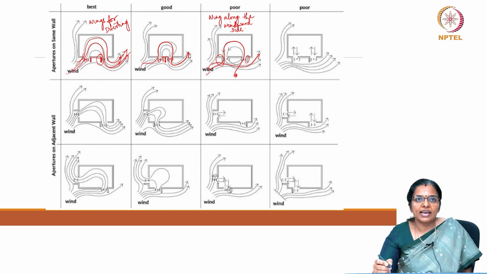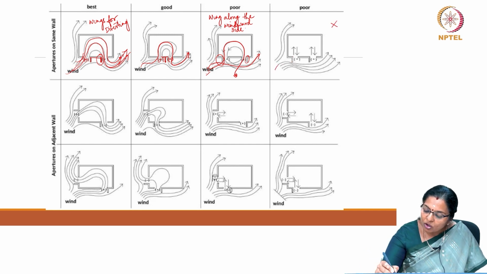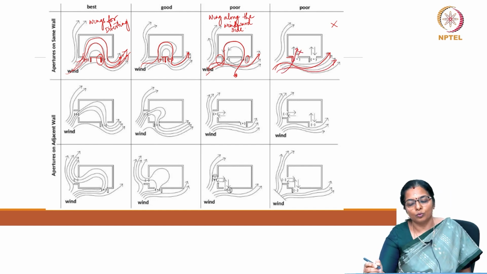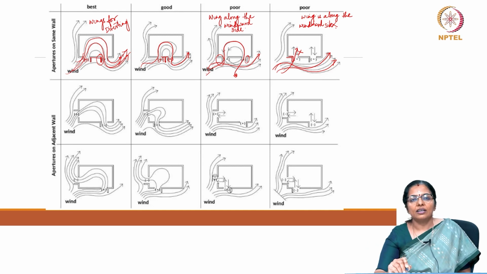And for that same reason, this is also a very poor design, because having a wing along the breeze direction is actually diverting the breeze away, and it is not encouraging the breeze to enter the room. And hence, even in this case, the wing is along the windward side, making it a very, very poor strategy of ventilation.